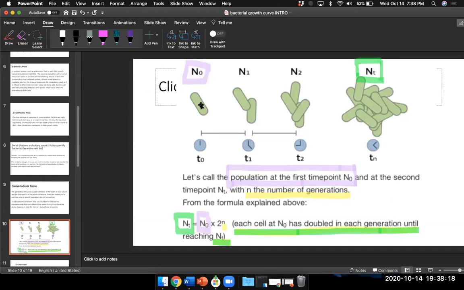In this picture, you're starting with 1, but in most situations, you're starting with hundreds, thousands of cells, okay? But the first time point, you could take a sample, plate it, count plates, and determine how much you actually started with. In this lab, I think they just tell you. And then N1 is some time point after N naught, and N2 is some time point after N1.